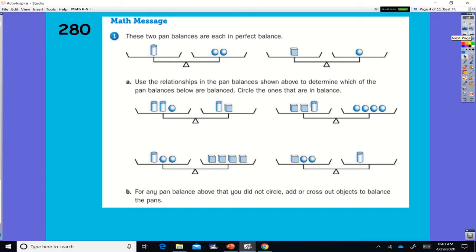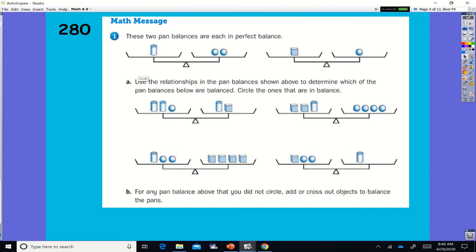Okay? So it says these two pan balances are each in perfect balance. So that means that one cylinder is equal to two spheres. That means 1 cube is equal to 1 sphere. Okay? So use the relationship in the pan balance shown above to determine which of the pan balances below are balanced. Circle the ones that are in balance.